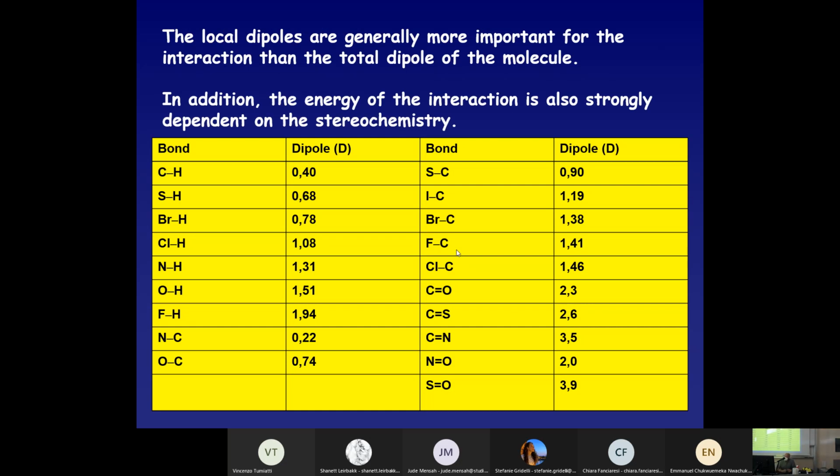Here you can see a table with the dipoles of the different bonds. So, for example, the strongest is this 3.9, sulfur with oxygen, 3.5 carbon with nitrogen, 2.6 carbon with sulfur, and so on. So we can have an idea about the magnitude of this bond, depending on the different atoms involved in this type of bond.